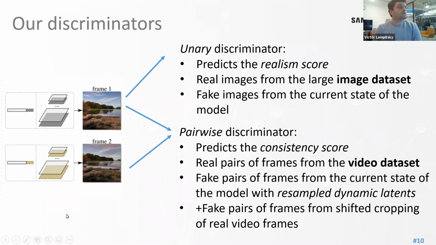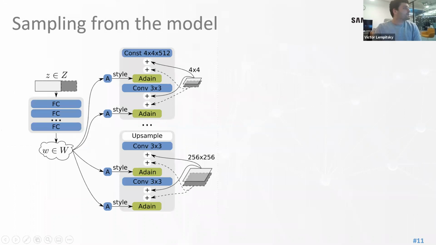Now, how do we sample from this model? Our model still generates standalone frames. To sample, we sample the static variables, the white variables. Then we sample the gray variables, the dynamic variables.